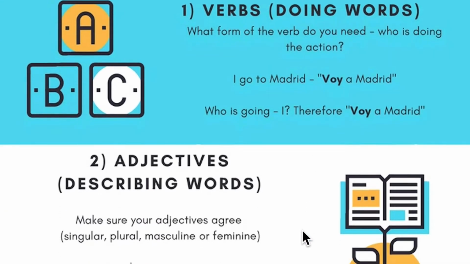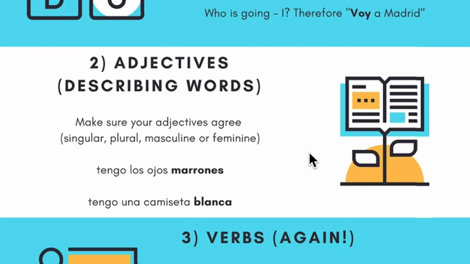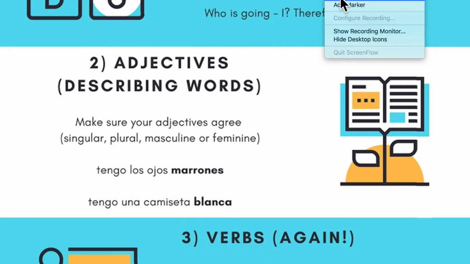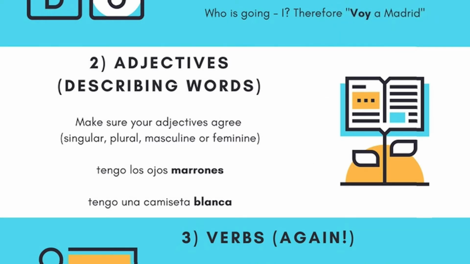So moving down to number 2. Adjectives. Make sure your adjectives or describing words are correct. Now what do I mean by correct? Make sure your adjectives agree. So if the thing you're describing is singular, make sure your adjective is singular. If it's plural, make sure your adjective's in the plural. If it's masculine or feminine, exactly the same thing applies.